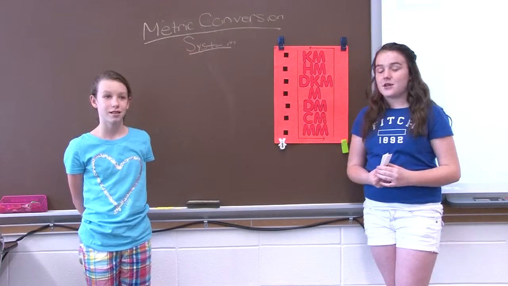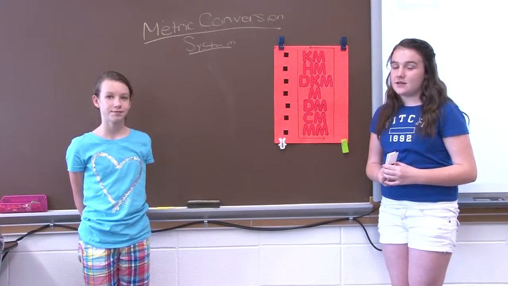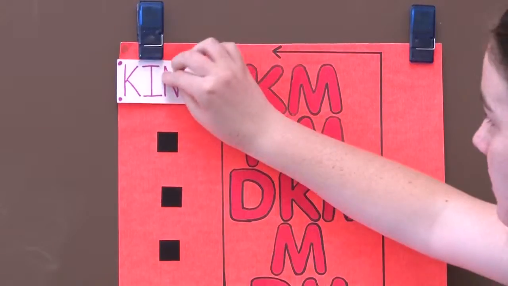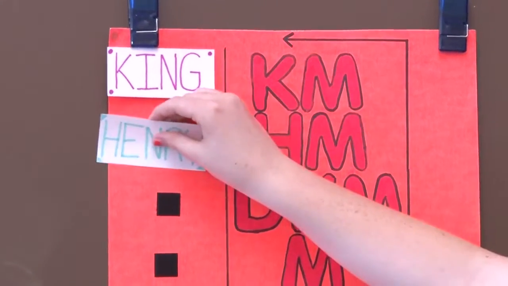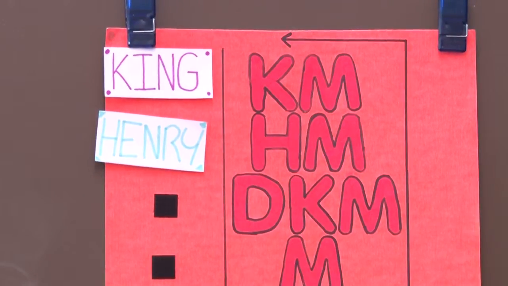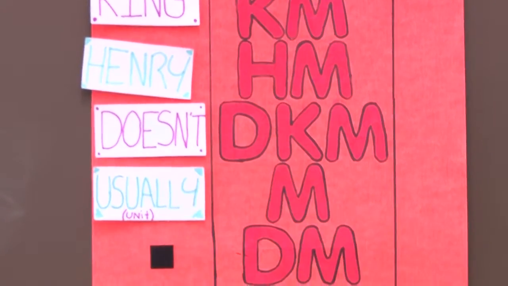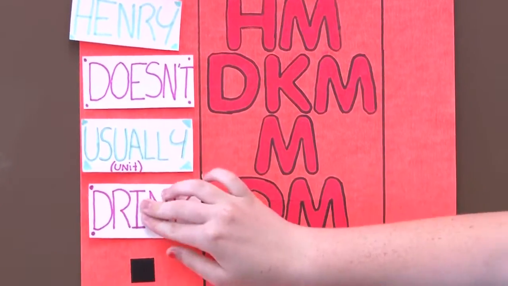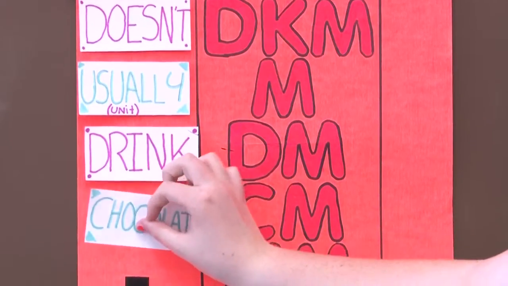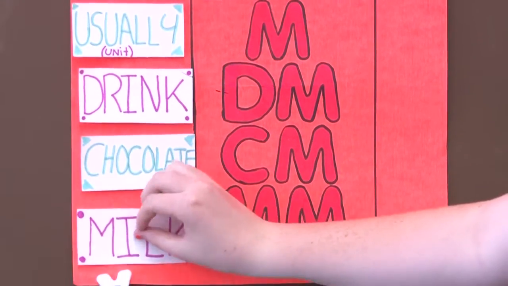Yes, there is. The chart could also go, King Henry doesn't usually drink chocolate milk. King for kilometer, Henry for hectometer, doesn't for decameter, usually for unit, which in this case is meter, drink for decimeter, chocolate for centimeter, and milk for millimeter.